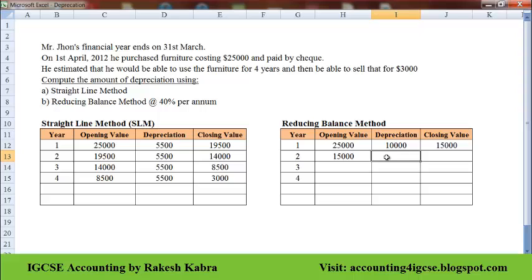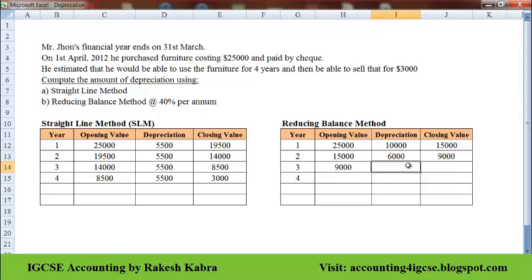So see the depreciation in the second year. On the opening value you have to apply. This is the opening value now. So on this $15,000 at the rate of 40%, this will be the depreciation. Agree? Now what is the closing value this time? Just a minute. The closing value will now be 15,000 minus 6,000. Agree? 9,000 we got. And this 9,000 will be the opening value.